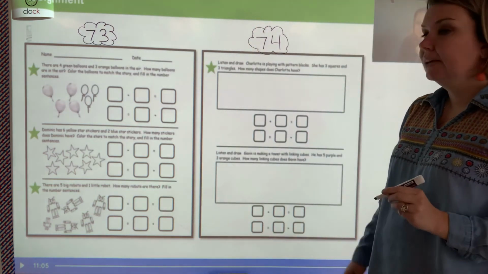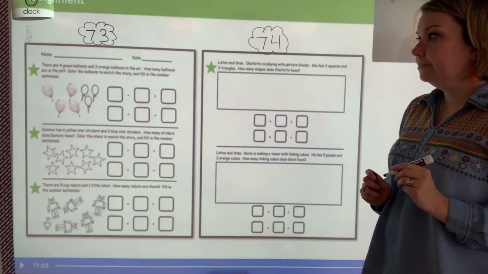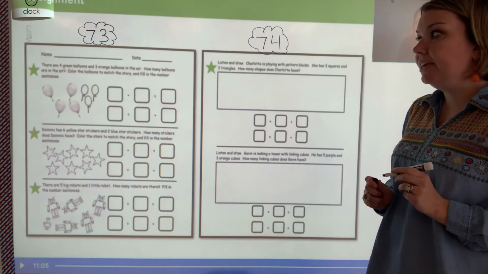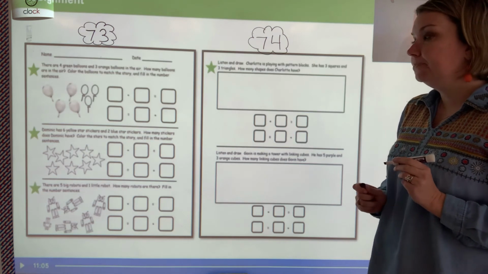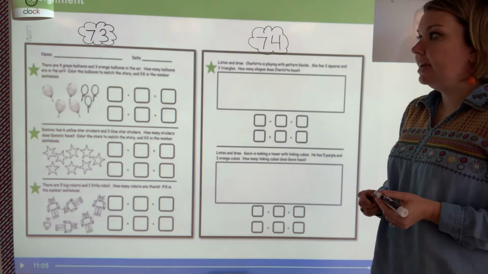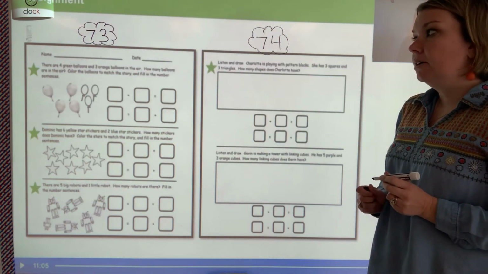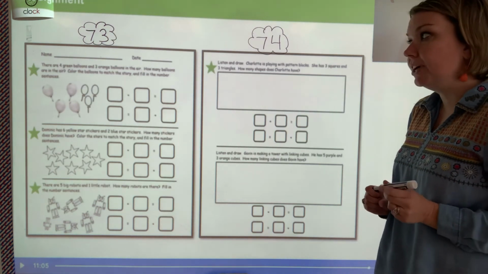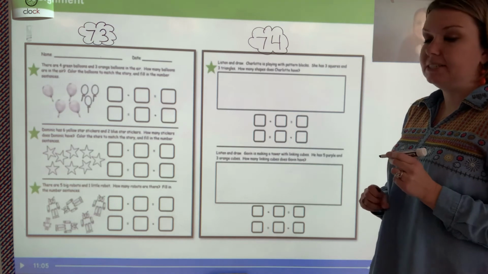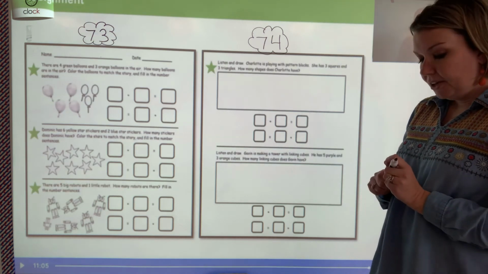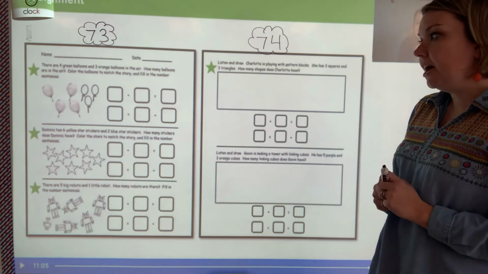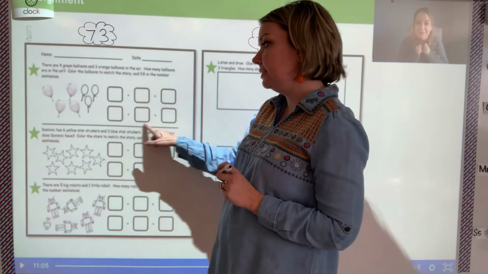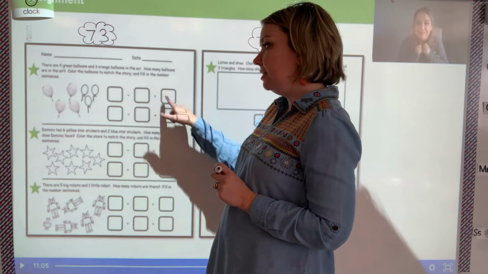Okay, let's take a look at the story. There are 4 green balloons and 3 orange balloons in the air. How many balloons are in the air? Color the balloons to match the story and fill in the number sentences. Okay, so I've got my number sentences with my symbols. The plus, the equals, and the plus. That's going to be important.